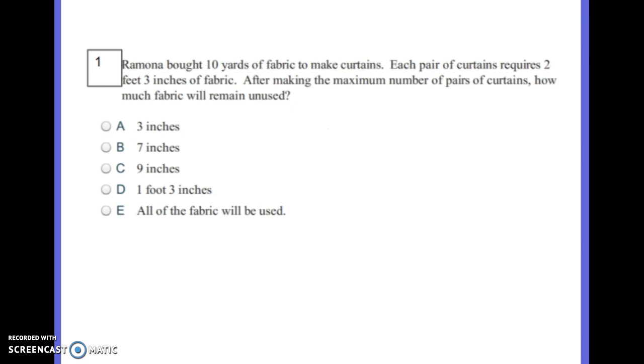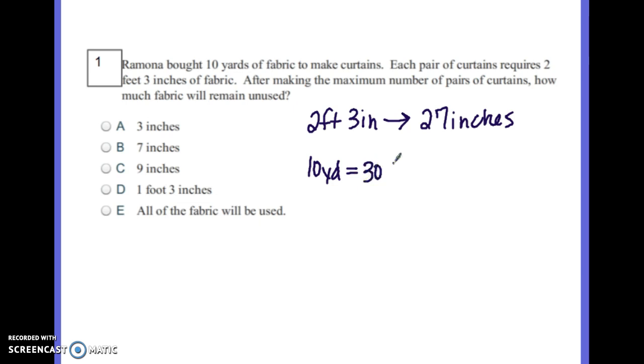So if each pair of curtains requires 2 feet 3 inches, let's change everything completely into inches. So 2 feet become 24 inches. So in total, a pair of curtains uses 27 inches of fabric. She has 10 yards of fabric. Well, 10 yards, 3 feet per yard, so that's 30 feet.